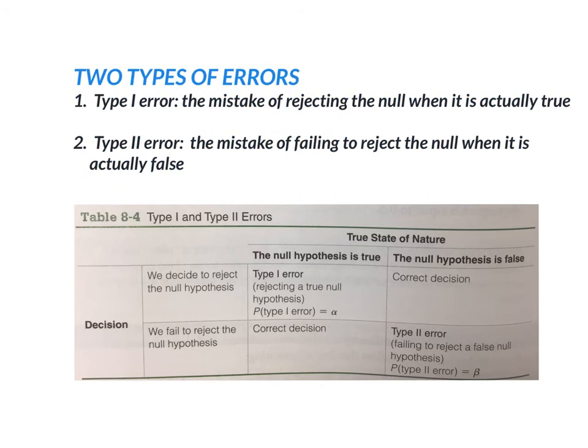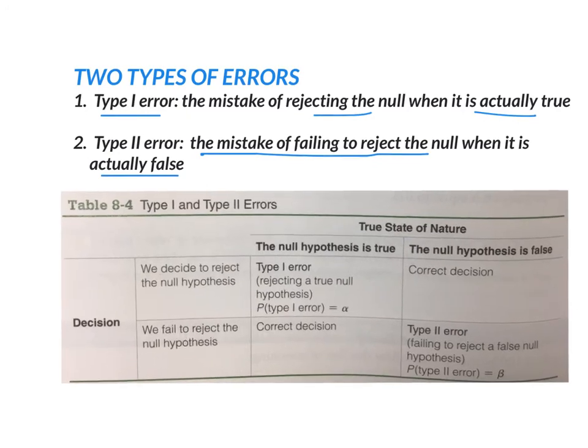All right, last thing here. Types of errors. There are two types of errors. The type 1 error is when you mistakenly reject a null when it's actually true. And that's going to happen sometimes because we're using probability. Type 2 error is the mistake of failing to reject the null when it's actually false. And I got a little chart down there at the bottom. You can kind of see that, but that's exactly what it says.